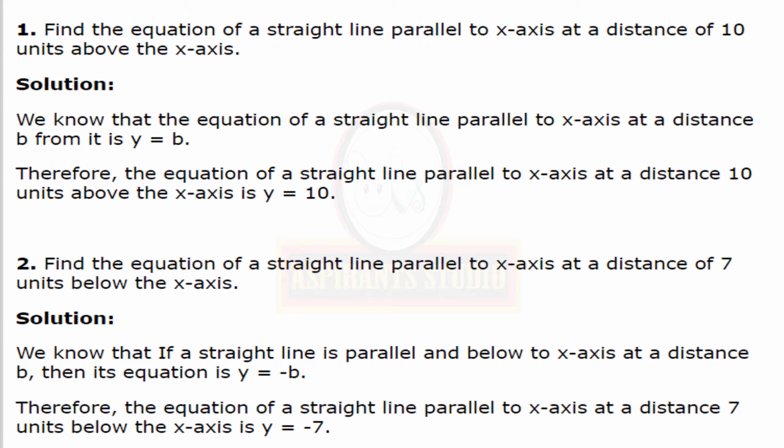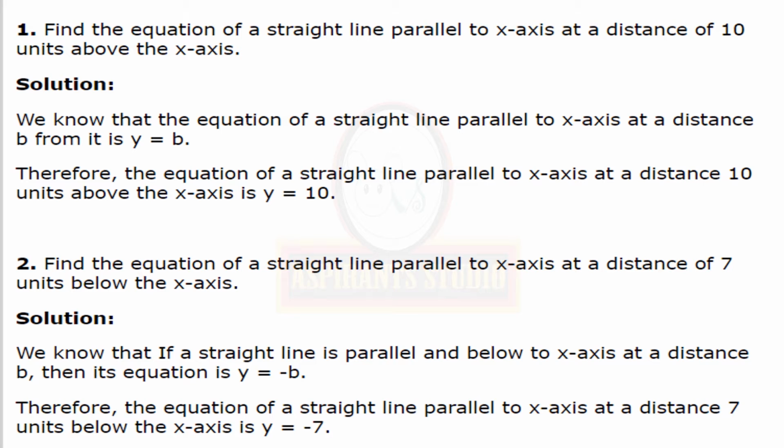Now let us see some examples. Find the equation of a straight line parallel to x-axis at a distance of 10 units above the x-axis. We know that the equation of a straight line parallel to x-axis at a distance b from it is y = b. Therefore, the equation of a straight line parallel to x-axis at a distance 10 units above the x-axis is y = 10.